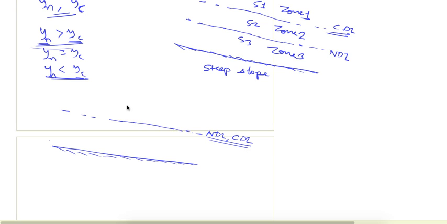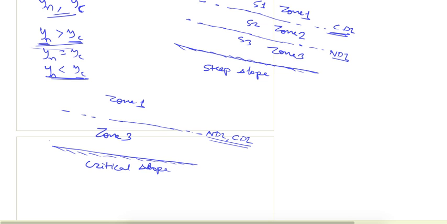In this case the zone above the NDL or CDL we define as zone 1, and we used to define the zone between CDL and NDL as zone 2, but there is no zone between CDL and NDL, so we cannot define zone 2. So here only zone 1 and zone 3 will exist, and we define this slope as critical slope.